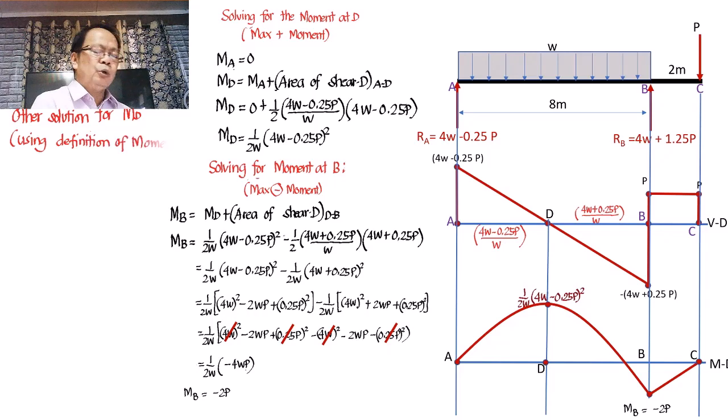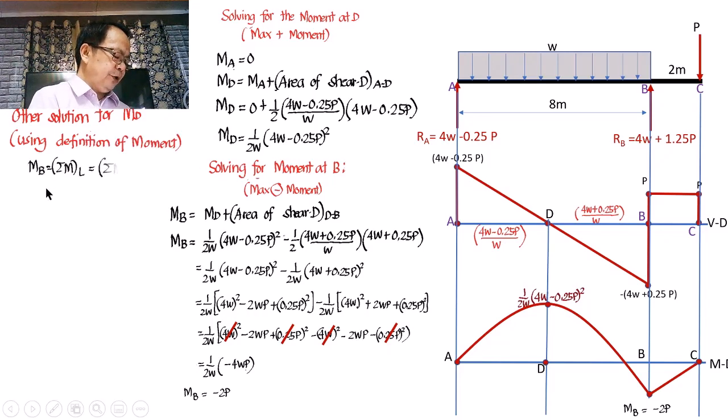So we will be using the definition of the moment. Na kung saan yung definition of moment will be equal to the summation of the moment taken on the left or on the right part of that exploratory section. Kaya kung kinukuha natin yung moment at B, so kinakailangan lamang na magpasa tayo ng exploratory section dito. Diba? At yung moment dito will be the summation of moment kapag ang kinuha natin yung left part o kaya yung right part of the exploratory section. At mapapansin natin, diba?